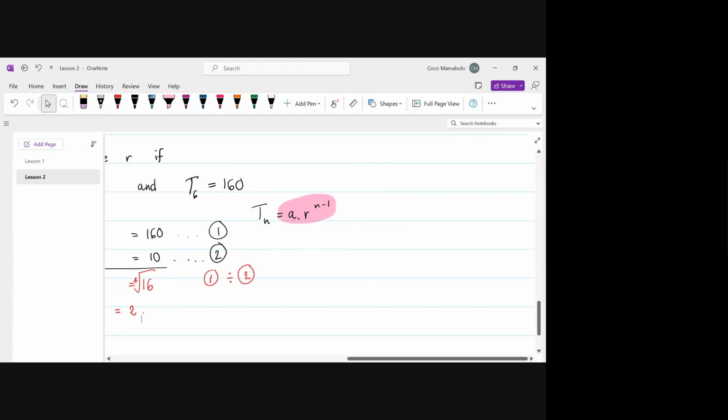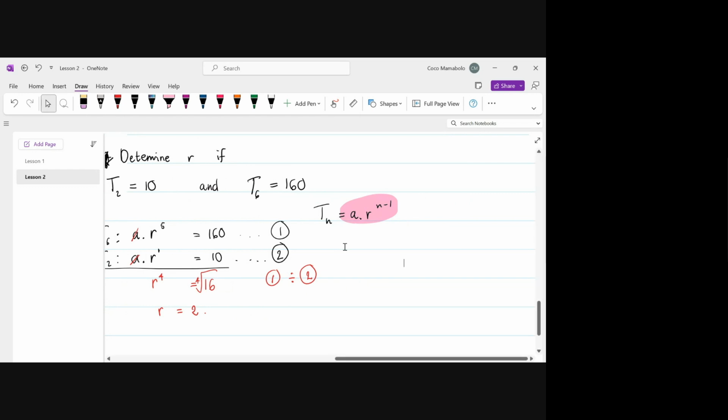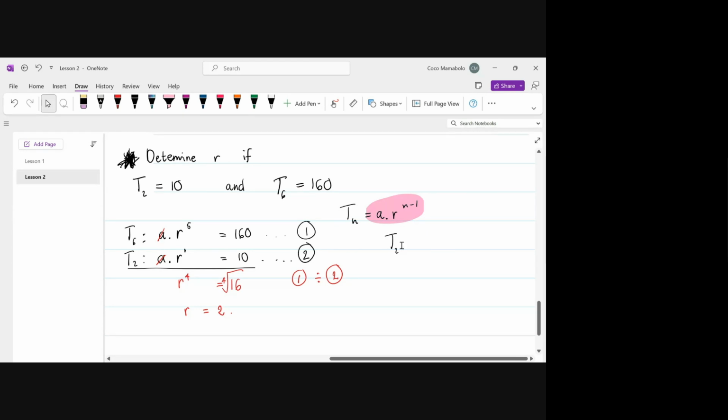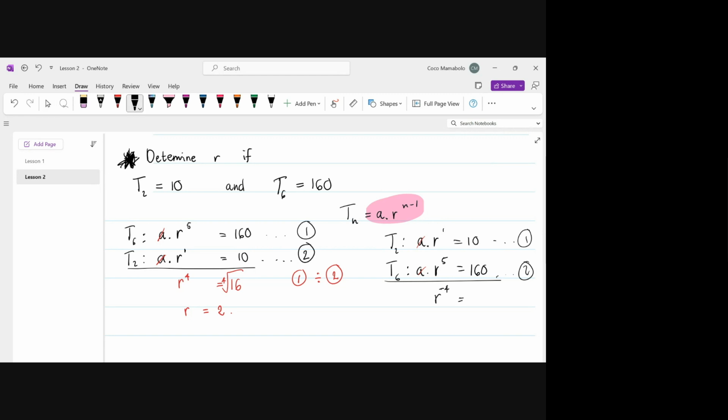I'm going to move over to the side here. If I did it in the opposite direction, if I said T2 first, a times r to the power of 1 is equal to 10, and then T6, a times r to the power of 5 is equal to 160. When we divide, a divided by a is still a. Now, r to the power of 1 divided by r to the power of 5 would give us r to the power of -4, which is equal to 10 divided by 160, which would give us 1 over 16. And then it makes it messier.